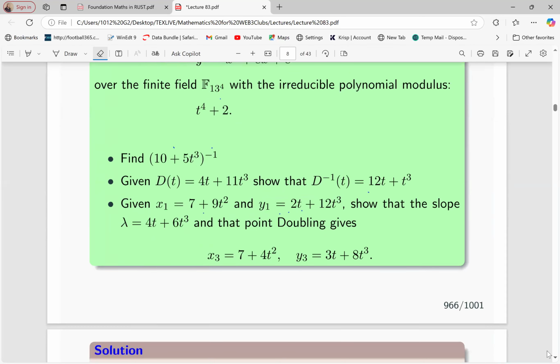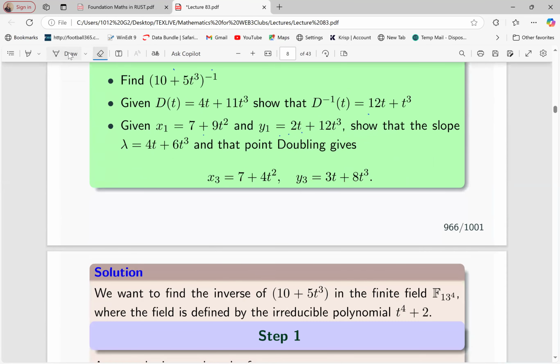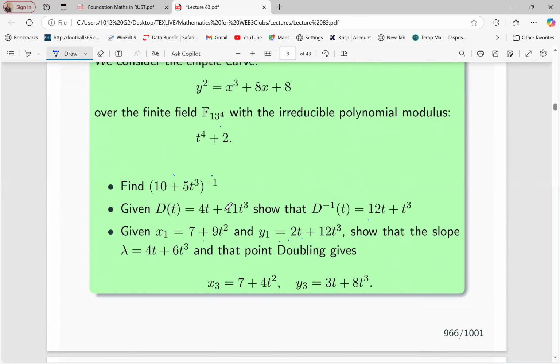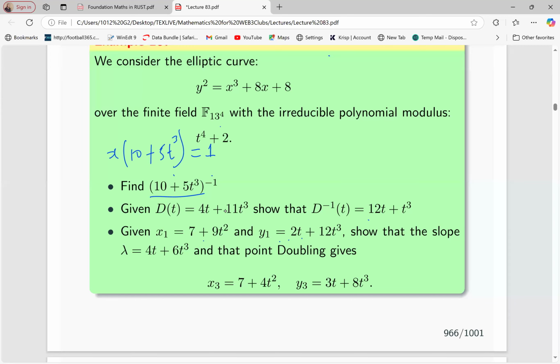We find the inverse of this. So what the code is supposed to understand, just before we do that, is that the inverse of this point is another point x, which when multiplied by this point, plus 5t cubed, the result will be 1. So how do we find this x? Because x is the inverse of this, so the product by this should be 1.